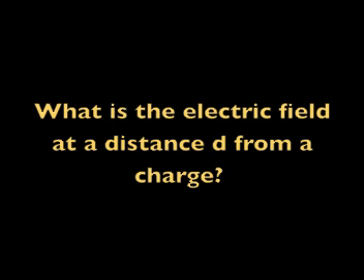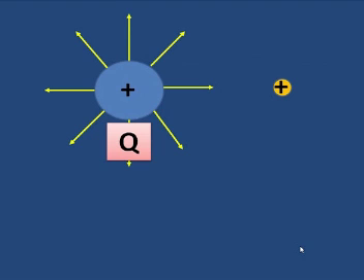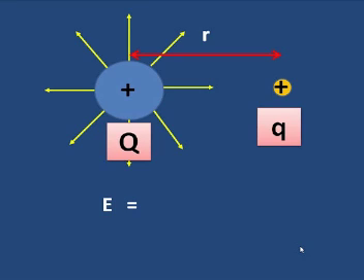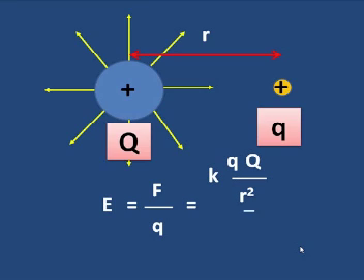So then we say, what is the electric field at a distance d from a charge? Well, there's our test charge. There's Q, the big source charge, and little q, the test charge. There's distance r, or d. And E is F over q, that's by our definition. But the force is k Q q over r squared, divide by the test charge q, and here's the electric field at a distance r from a source charge big Q: E = kQ over r squared.